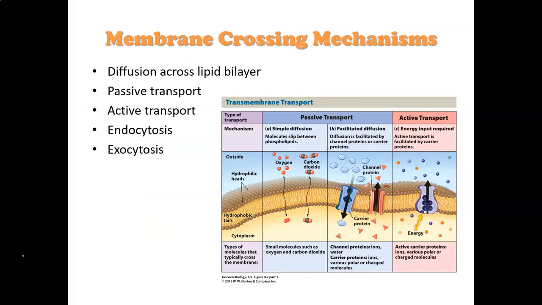So there's 5 basic mechanisms of cellular transport that we'll be covering today. Right? Diffusion, passive transport, active transport, endo and exocytosis.